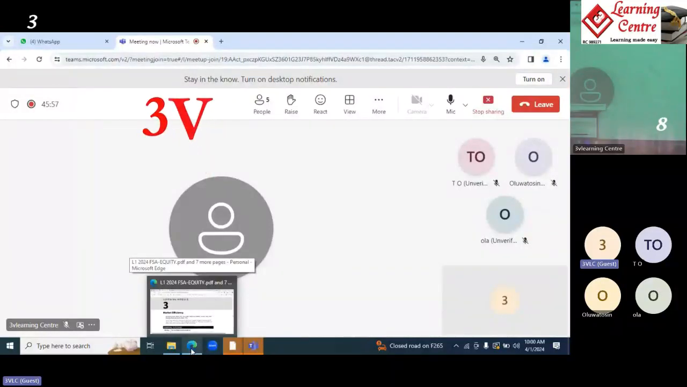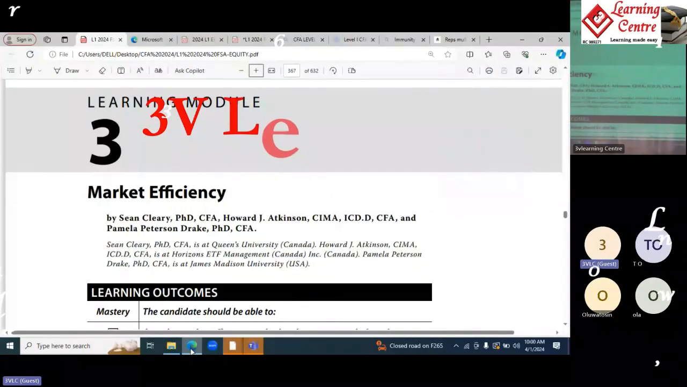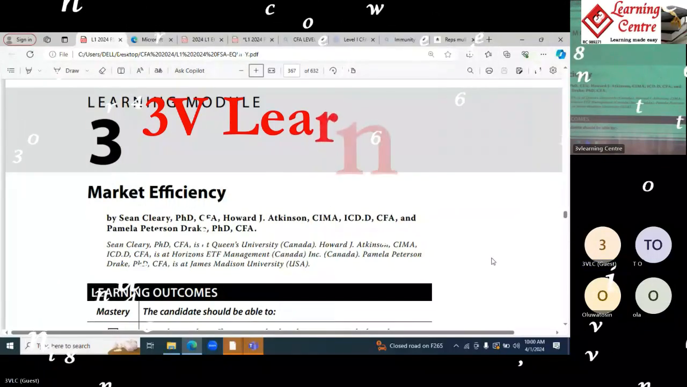Equity, we've done 2 readings. So let's move to the third reading, which is market efficiency.